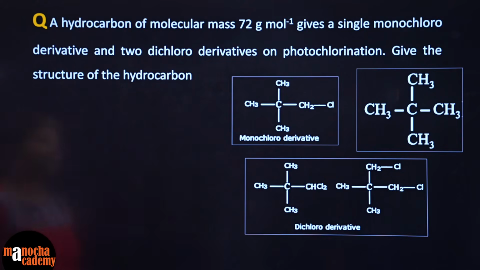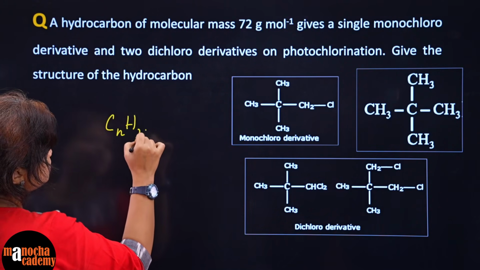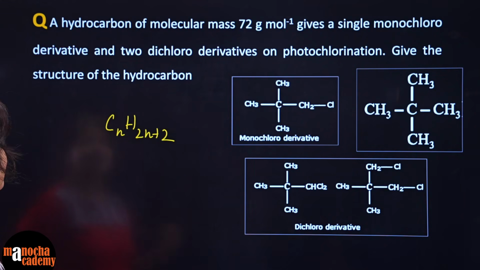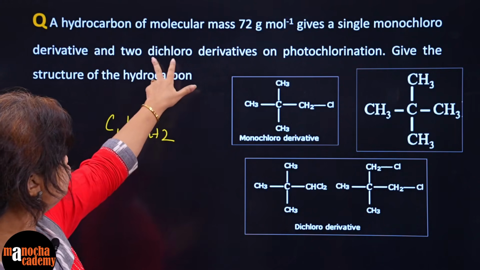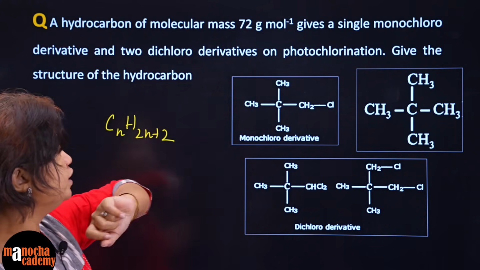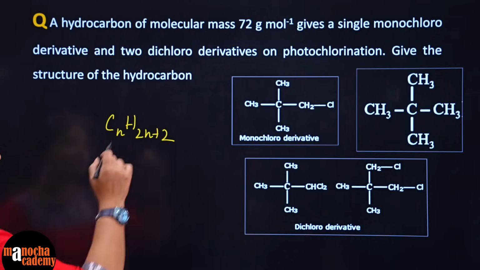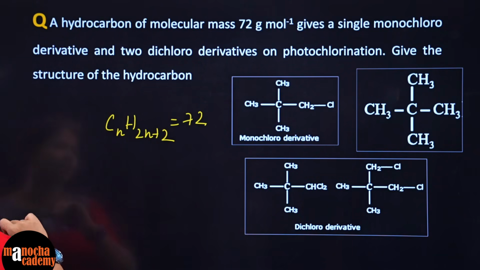Okay, next. See, a hydrocarbon of molecular mass 72 gives a single monohalo derivative and 2 dichloro derivatives on photochlorination. Give the structure of the hydrocarbon. How do you find out? Hydrocarbon means CnH2n+2, because it's giving a substitution reaction, it has to be an alkane derivative. So first thing you get to know is this mass is 72. So how many carbon atoms does it have? 5 carbon atoms. So how?